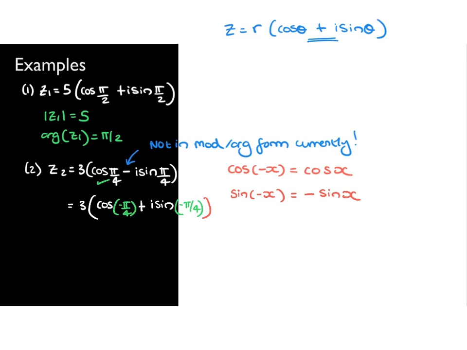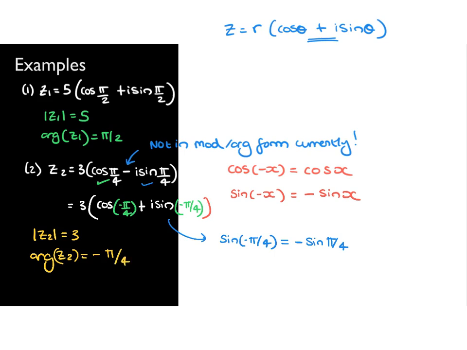Now think about why that works. It's going to work because sine of negative pi by 4 will equal negative sine pi by 4, and then that takes us up to the previous line over here. So we now have something that is written perfectly in modulus argument form, and we can read off that the modulus of Z2 is equal to 3, and the argument of Z2 is equal to negative pi by 4. That's just one way of approaching a question like this. You must be careful. It's very easy to be fooled by something like this and think it's already in modulus argument form when it isn't. And there will be another couple of examples that are also like this coming up.